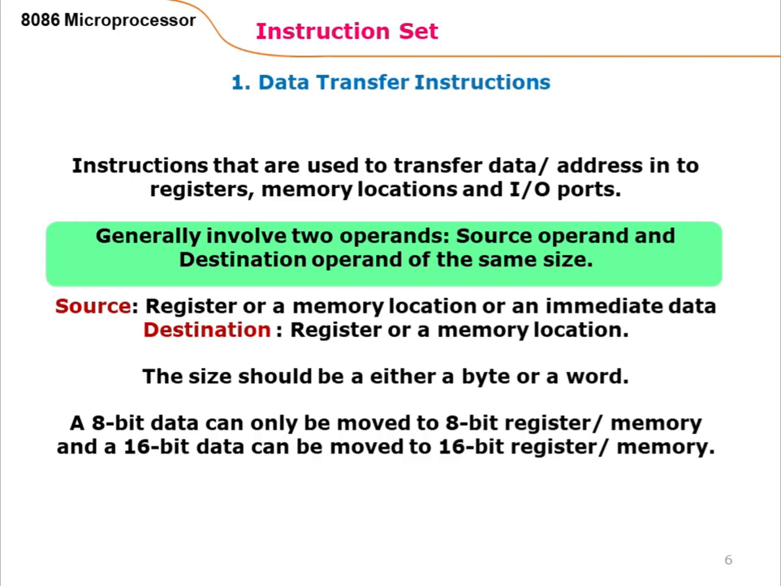Now what can be a source? A source can be a register, a memory location, or immediate data, and the destination may be a register or a memory location. The destination cannot be immediate data. The size should be either byte or word when we transfer data from one location to another. So 8-bit data can only move to an 8-bit register or memory, and 16-bit data can be moved to a 16-bit register or memory.